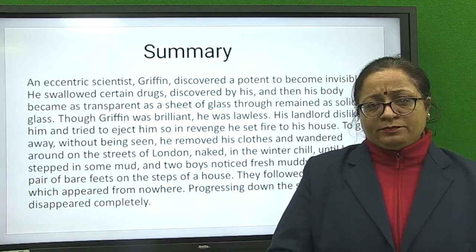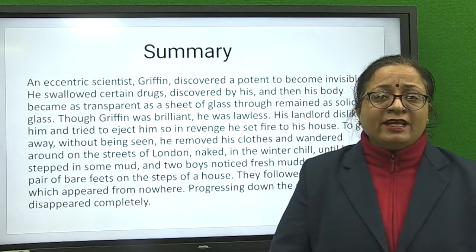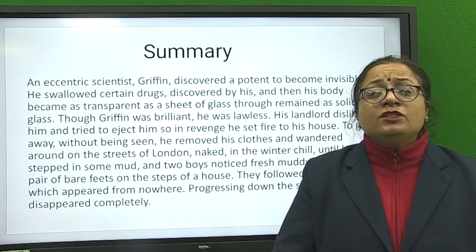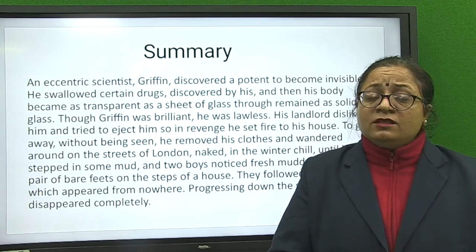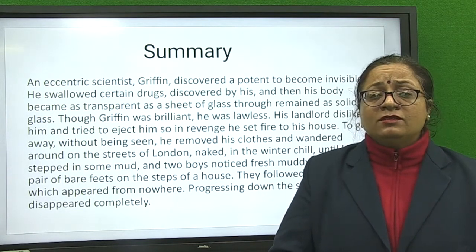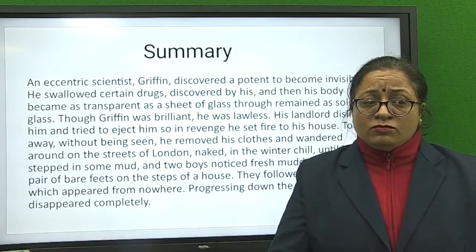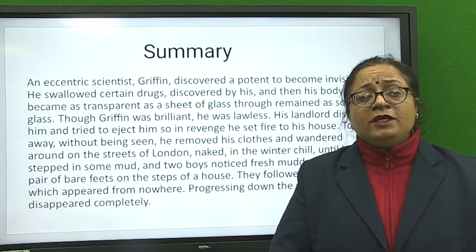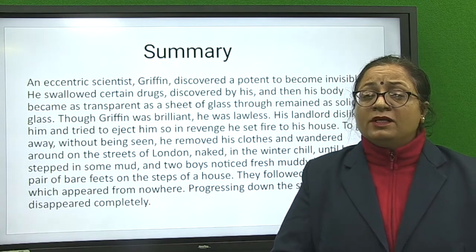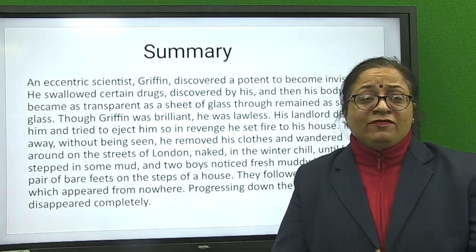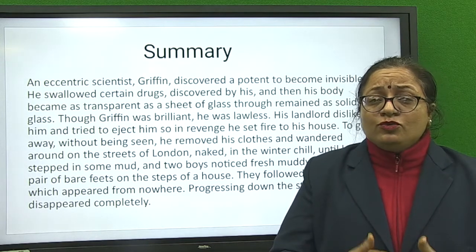So what did he decide? He decided to go out and get food or something, because it was the month of December. It was a very chilly month in London. But still, he was not able to wear any clothes, because the main requirement of invisibility was that the person has to be without clothes. The person has to be naked. But this man, Griffin, was feeling very cold. He was feeling hungry. So what to do?